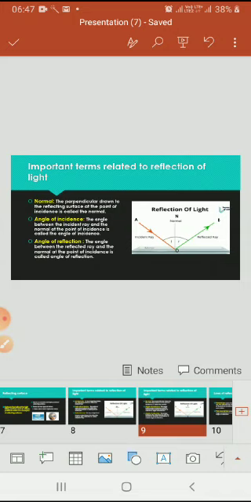Now I will discuss what is normal. The perpendicular drawn to the reflecting surface at the point of incidence is called the normal. We know O is the point of incidence. So the perpendicular drawn at the point of incidence on the reflecting surface is called the normal. Here NO is the normal.